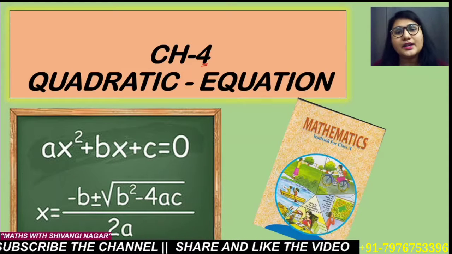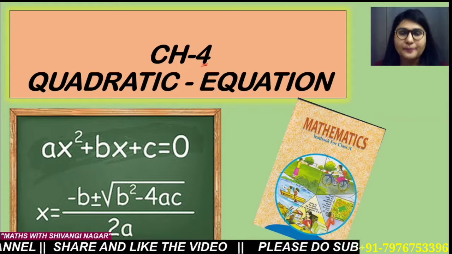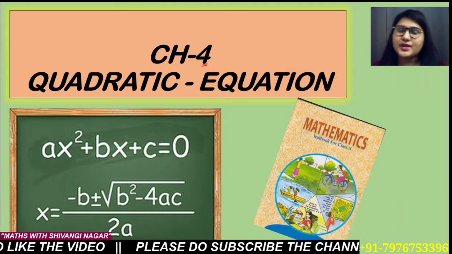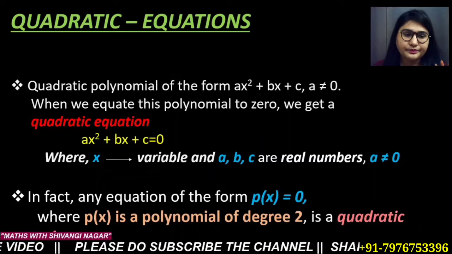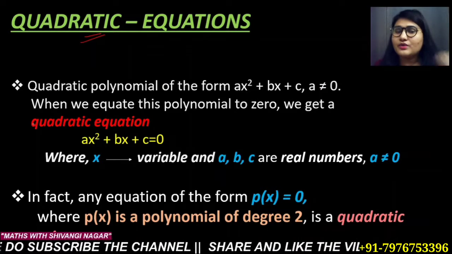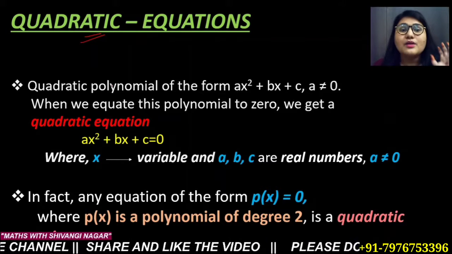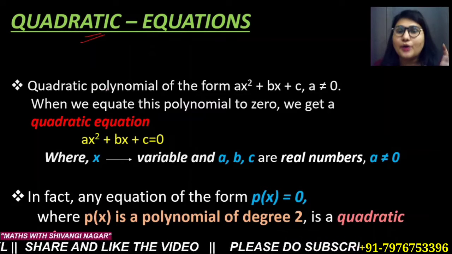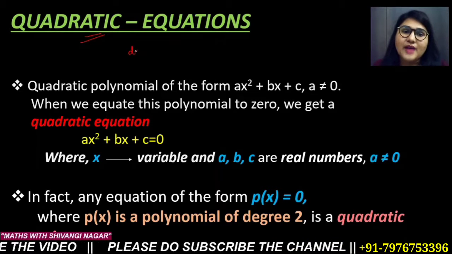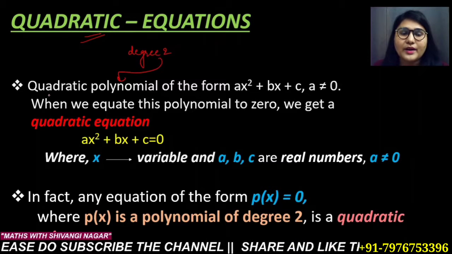As you all have studied polynomials in class 9, and this year also you have studied polynomials, we will connect our topic with that and then proceed further in this chapter. Now, what is a quadratic equation? Before starting the quadratic equation, we recall the polynomial. A special type of polynomial we have studied is one whose degree is 2. If a polynomial has degree 2, we call it a quadratic polynomial.